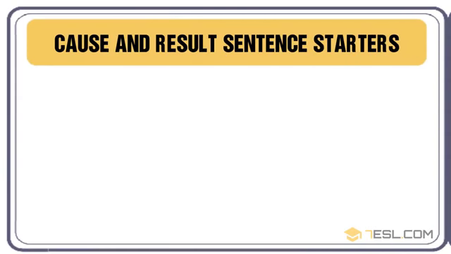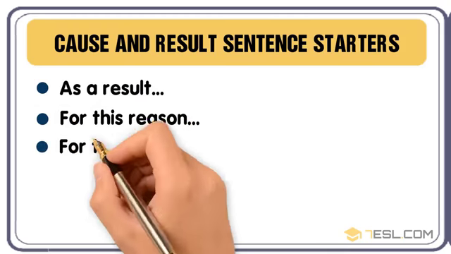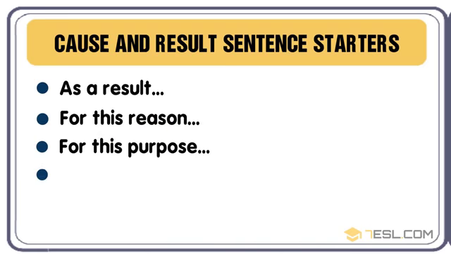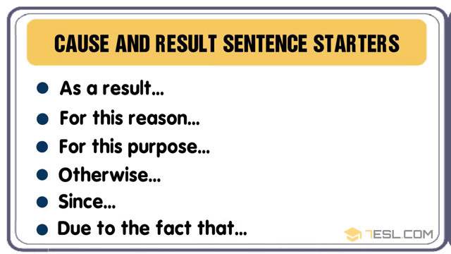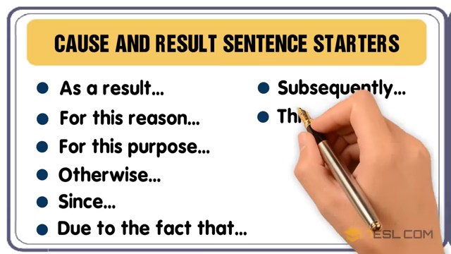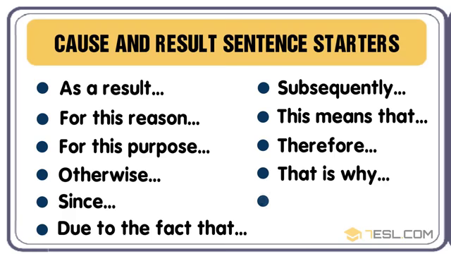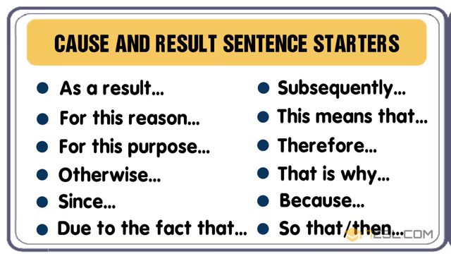Cause and result sentence starters. As a result, for this reason, for this purpose, otherwise, since, due to the fact that, subsequently, this means that, therefore, that is why, because, so that, or so then.